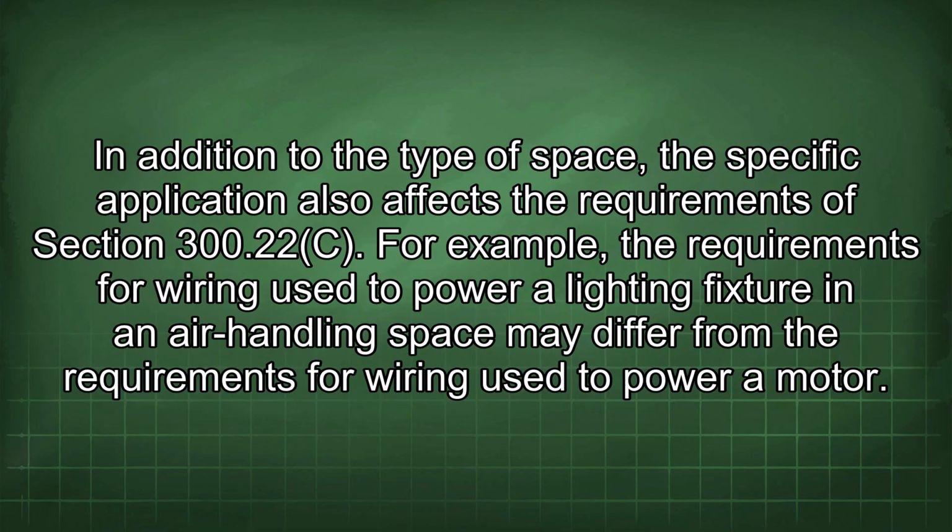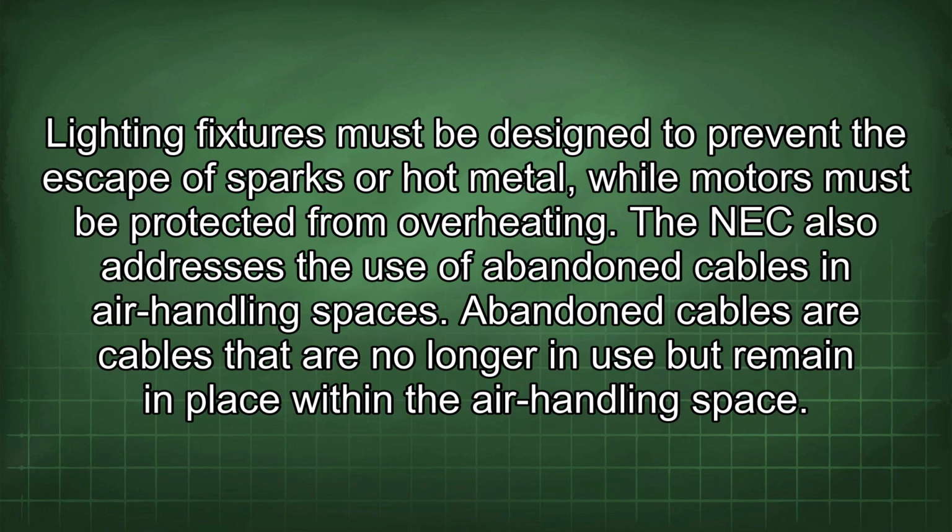In addition to the type of space, the specific application also affects the requirements of Section 300.22(C). For example, the requirements for wiring used to power a lighting fixture in an air handling space may differ from the requirements for wiring used to power a motor. Lighting fixtures must be designed to prevent the escape of sparks or hot metal, while motors must be protected from overheating.